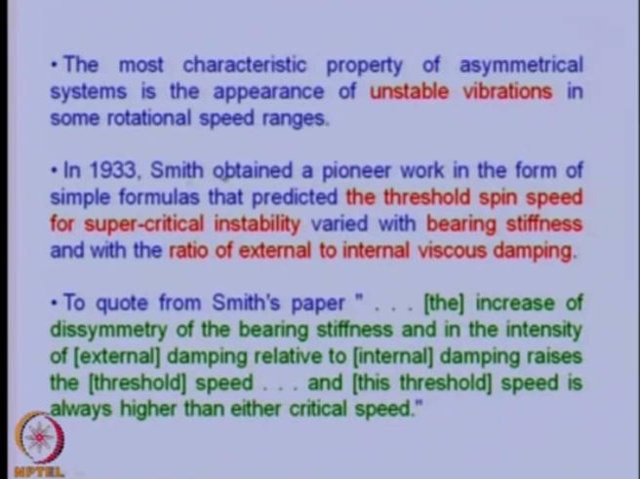In 1933, Smith did pioneering work in the form of a simple formulation that predicted the threshold spin speed for supercritical instability, which varied with bearing stiffness and with the ratio of external to internal viscous damping. This was a very simple formula which Smith gave. The quote from Smith's paper: the increase of dissymmetry of the bearing stiffness and in the intensity of external damping relative to the internal damping raises the threshold speed, and this threshold speed is always higher than either critical speed.